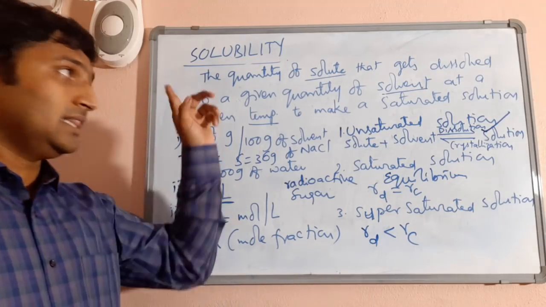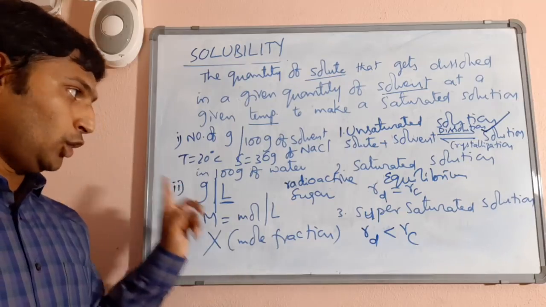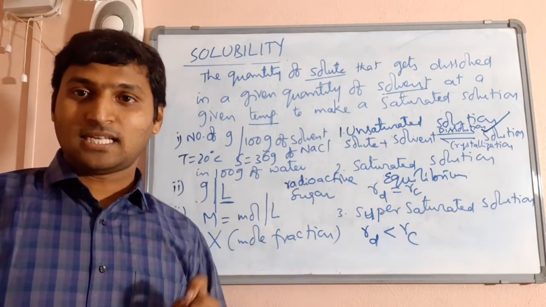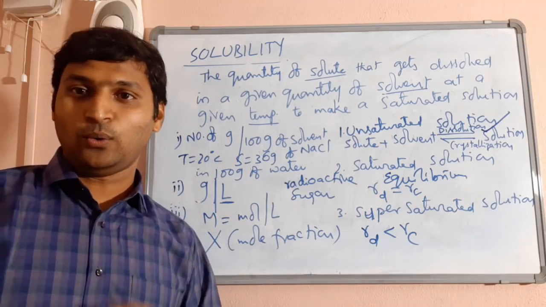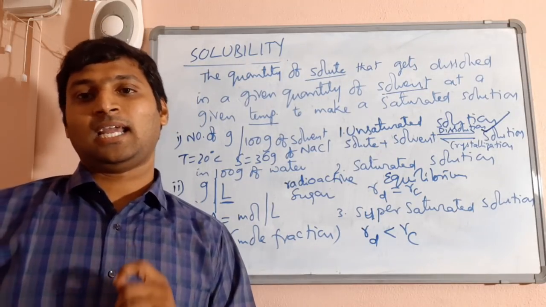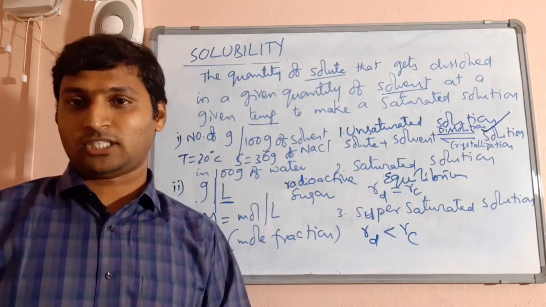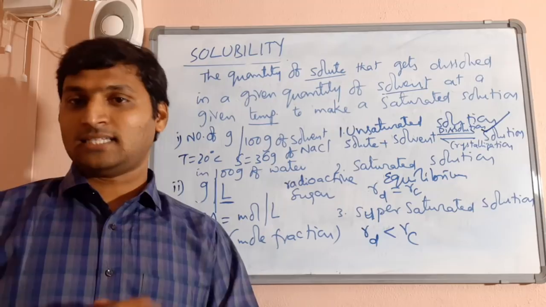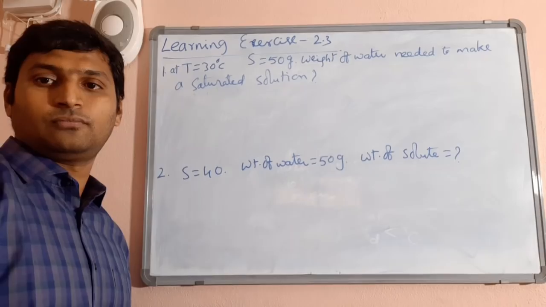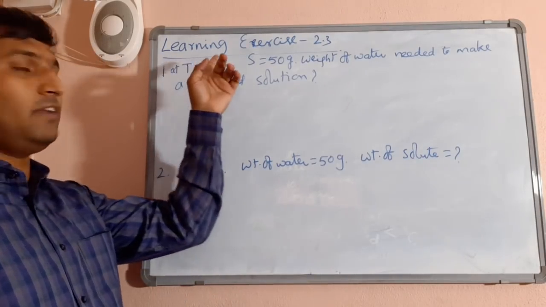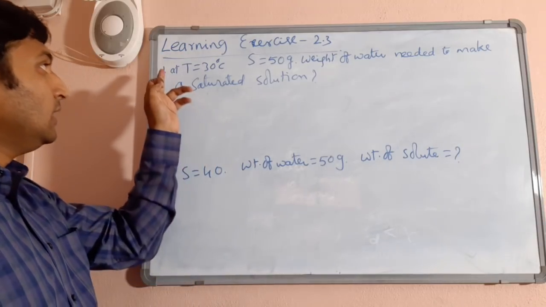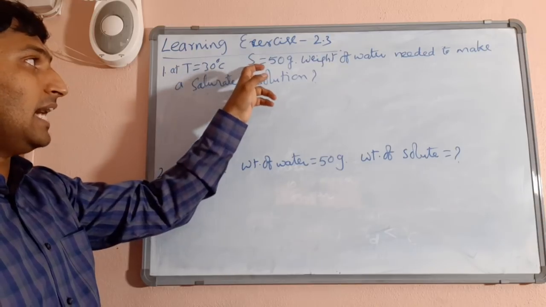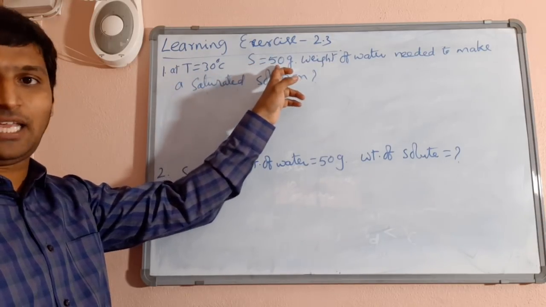This is the definition of solubility, units of solubility, and classification of solutions based on solubility. Now, we have a simple learning exercise, a small exercise containing 3 questions based on this solubility concept. Let us answer them. See, in the first question of learning exercise 2.3, at a given temperature, 30 degrees Celsius, the solubility of a given salt was found to be 50.